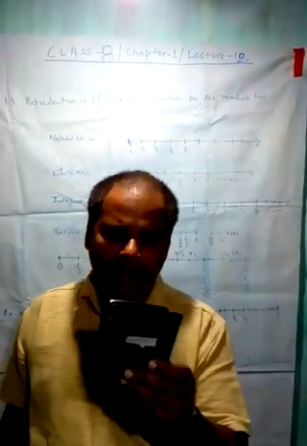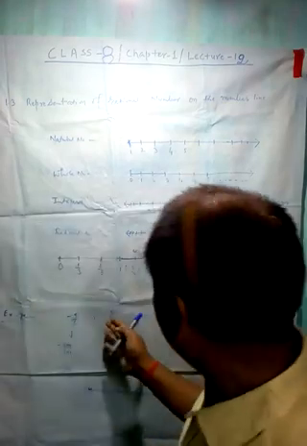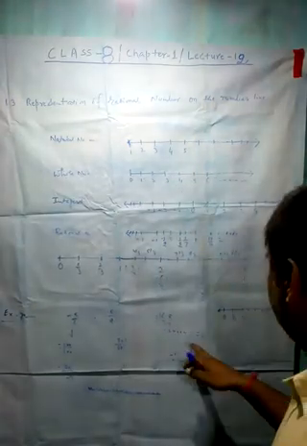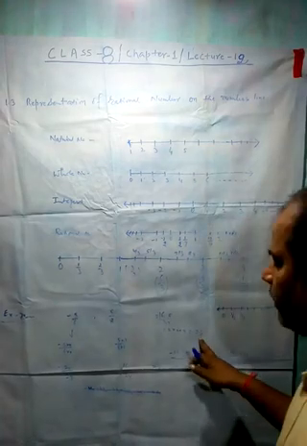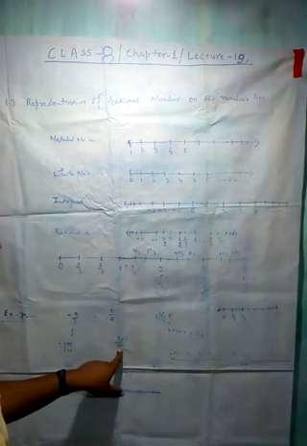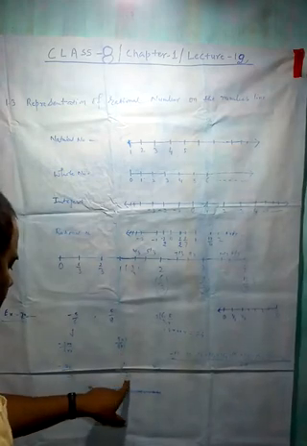Example number 7. Find any 10 rational numbers between minus 5 by 6 and 5 by 8. Here it is minus 5 by 6 and here it is 5 by 8. You have to take the LCM of 6 and 8. You will get 24. So here the denominator has to be made the same. If you multiply 6 by 4 you will get 24, and if you multiply 8 by 3 you will get 24.